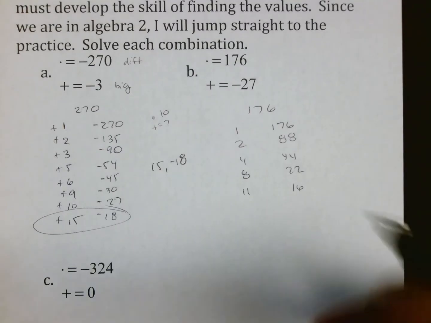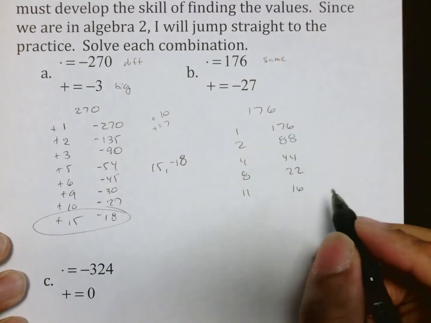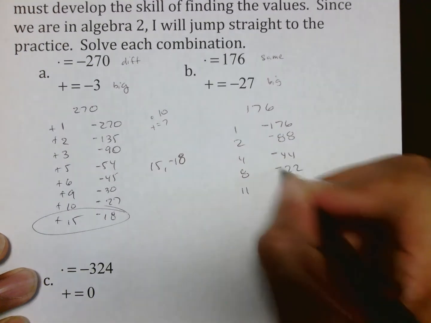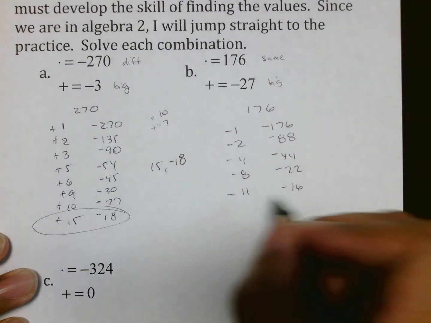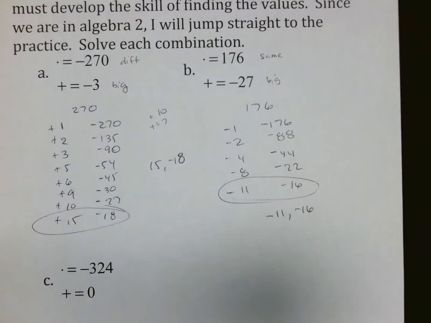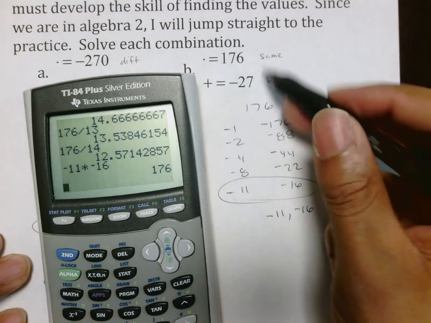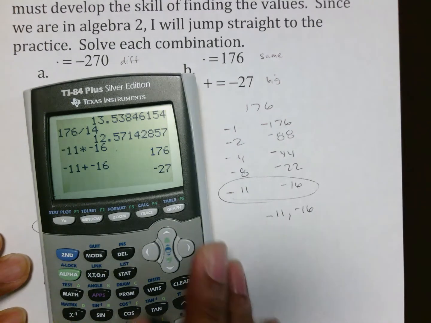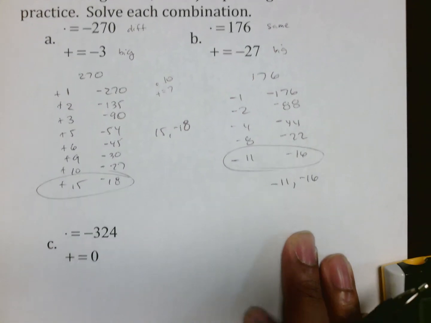And once again, this is where you have to think. If it multiplies to make a positive 176, it means the signs have to be the same. This means that my big numbers are negative, and if the signs are the same, then that side should be negative as well, and the ones that add to make negative 27 are negative 11 and negative 16. So again, even if I type that in, negative 11 times negative 16 should give me 176, and negative 11 plus negative 16 should give me negative 27. That's what you're looking for, the numbers that make that happen.